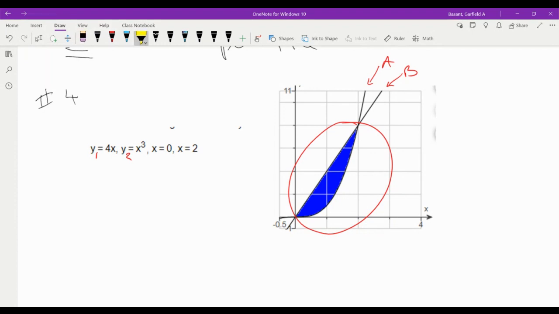Can you see this? Y1 is just equal to 4x. Right, so we know that's a line. So this is going back to the old school college algebra and intermediate algebra stuff.